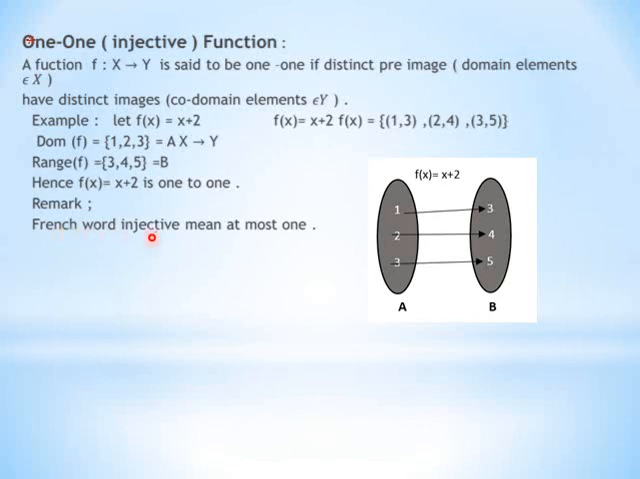And for the hint, for the trick, because maths is all about tricks as well: the French word injective means at most 1. At most 1 means maximum, like we say in Urdu as well, zyada se zyada. Okay, so in French the word injective means at most 1, and for the second one, onto, the meaning is at least 1. So at most 1 means every member should be mapped to another distinct element.